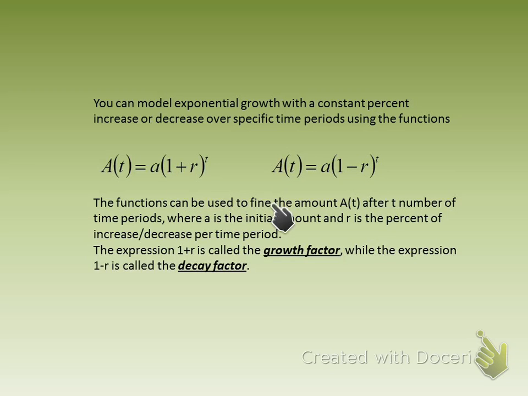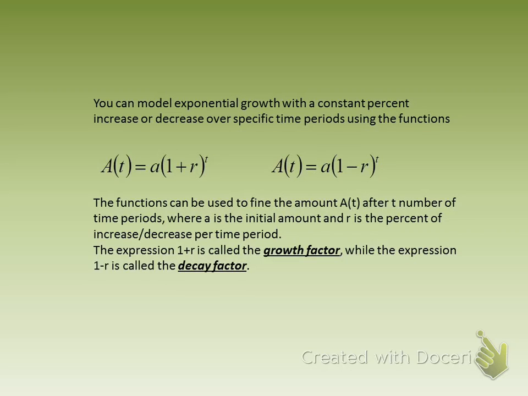Let's see here. The functions can be used to find the amount after t number of time periods. The variables stand for: t is your time, r is your rate, a is your initial. Some pretty basic variable representation there. Okay. And here's a little bit of vocab for you. The expression 1 plus r, this expression right here, that's called the growth factor. I don't know why my voice just cracked, but it did. And then your 1 minus r is called your decay factor. Okay, how much is it growing? How much is it decaying? Stuff like that. Okay, questions?